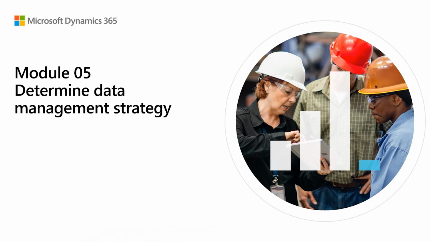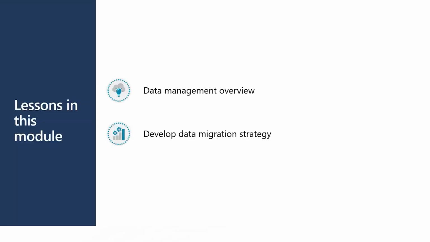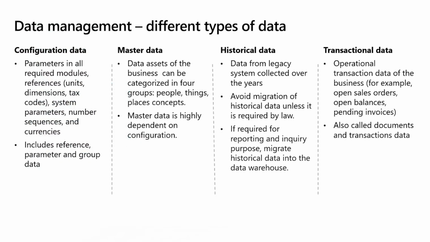The next module that we are going to discuss here is data management strategy. In this module, we will talk about data management, the overview of data management. How can you develop a data migration strategy? Finance and operations uses a transactional database called AXDB. All your transactional data will be stored in AXDB. Finance and operations also have a database for reporting purposes, which is optimized for reporting, called AXDW.